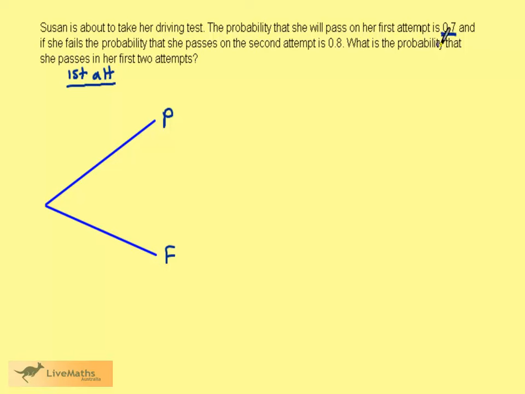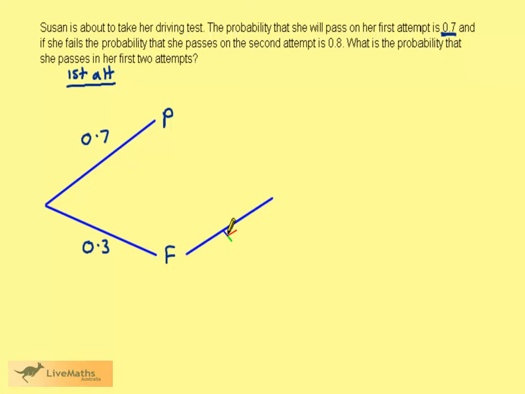The probability she passes is 0.7, and therefore we know the probability she fails is 0.3. Remember, these must add to 1. Quite clearly, if she passes at the first attempt, she's not going to take the test again, so we're not going to need a branch at the top. Only when she fails will she take the test a second time.